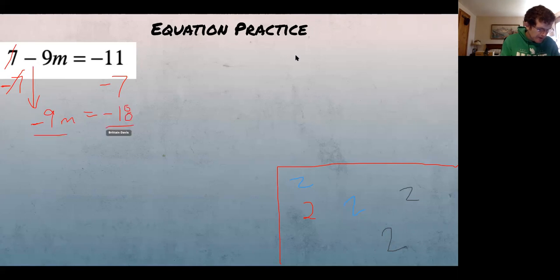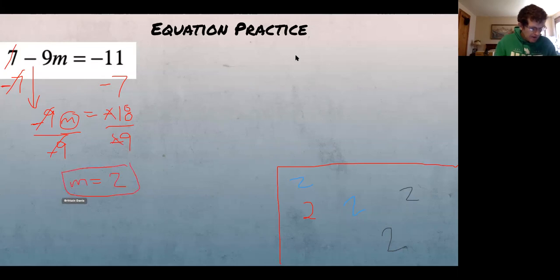All right, and now I can divide by -9 on both sides because I want to get the m by itself. Those cancel out. And -18 divided by -9, these negatives kind of cancel out as well. And we just get 2. So there it is. Very good, everybody.